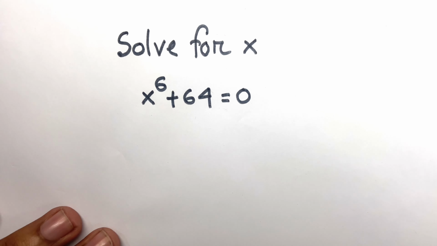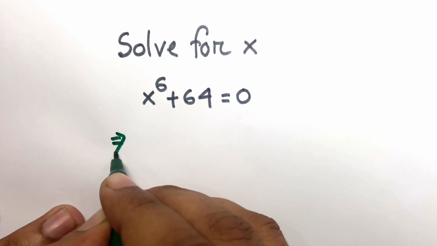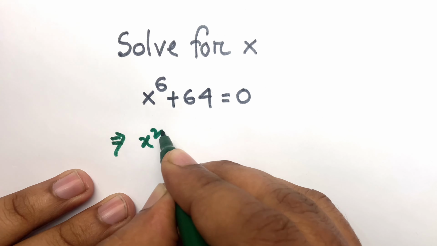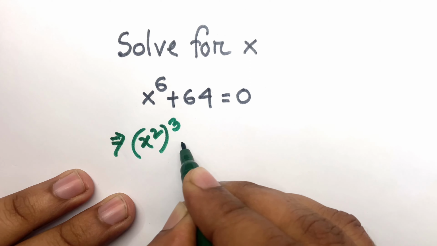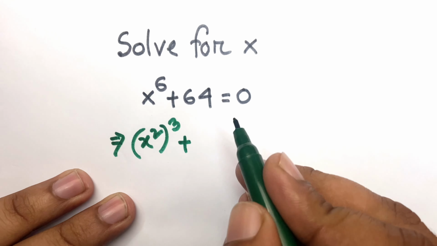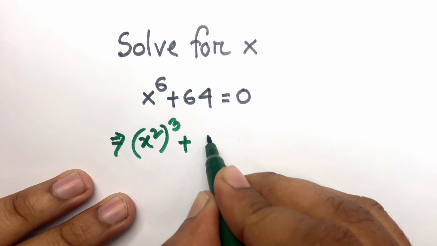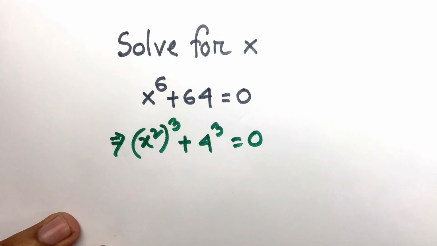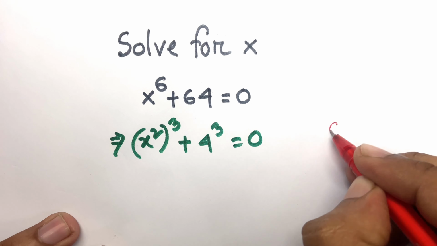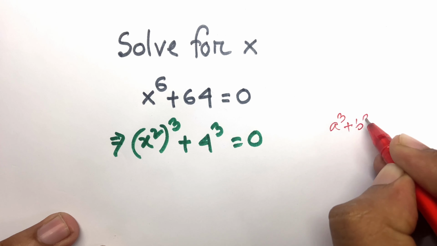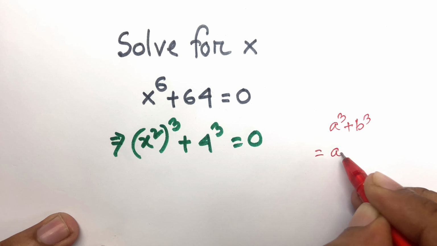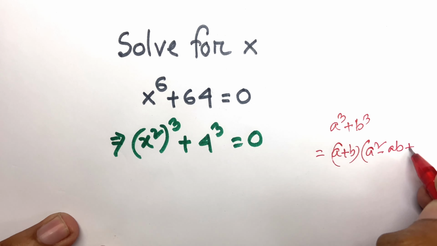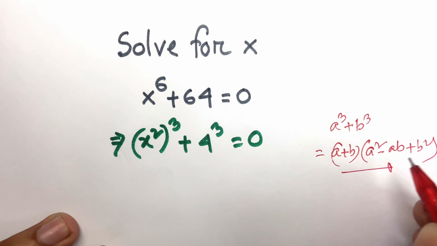Okay, now I can say x to the power 6 is (x square) power 3, plus, we know that 64 is equal to 4 power 3, equal to 0. Now we know that a cube plus b cube equal to (a plus b) times (a square minus ab plus b square). I follow this formula in this line.